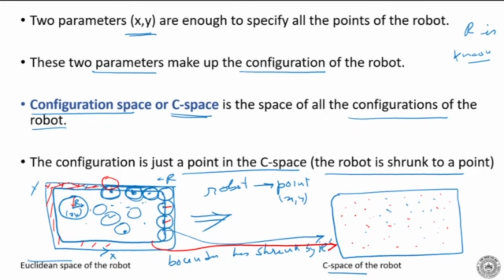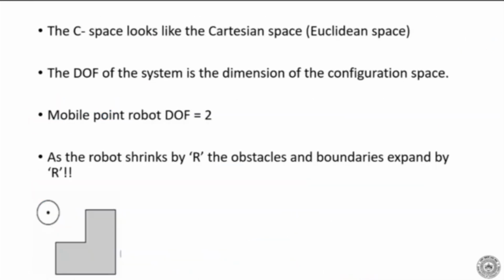Now please note that the Cartesian space, which is shown on the left, or Euclidean space, is different from C space. They look the same, because this also looks like there is x here and y there. So they look the same, but they are not. The C space looks like Cartesian space or Euclidean space.